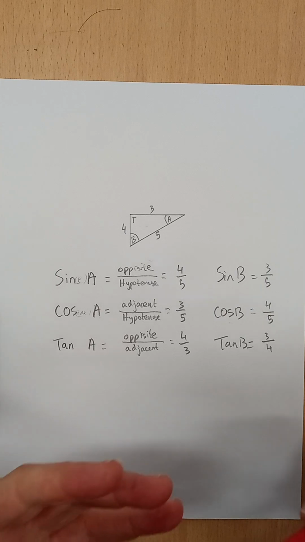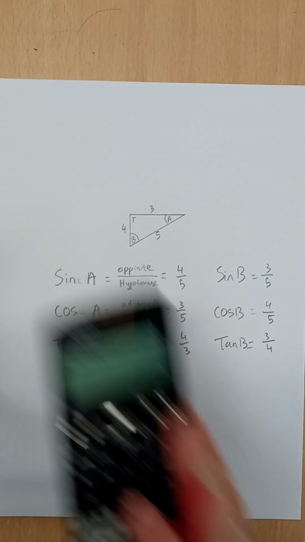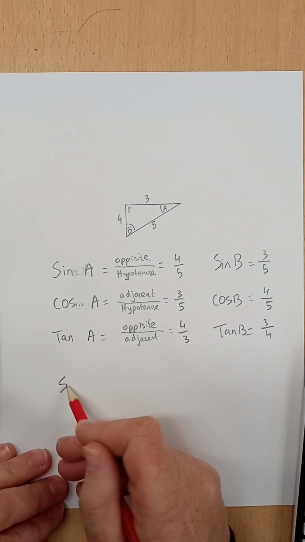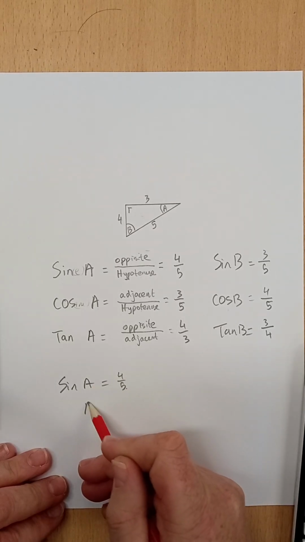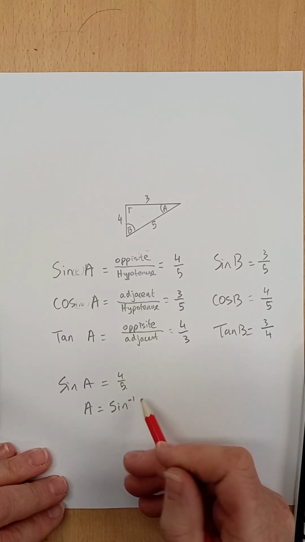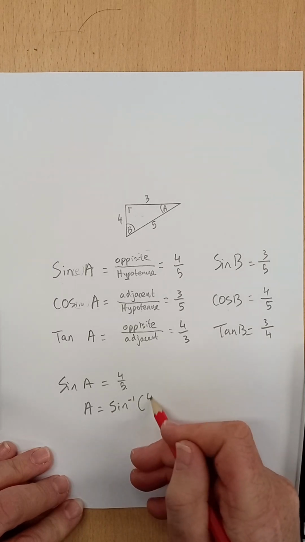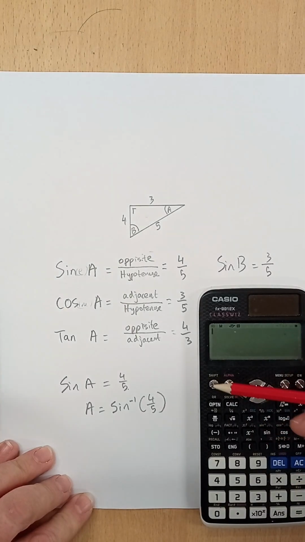If you want to find the angle though, you have to use your calculator. So I will show you on the calculator. Let's take the sine of A. If I know the sine of A is equal to 4 over 5, in order to find the angle A, I use this button on the calculator, the sine with a little -1. It's called the sine inverse button. So I'll show you how to do that. Okay, press shift and then press the sine button, press a fraction, press 4 over 5.